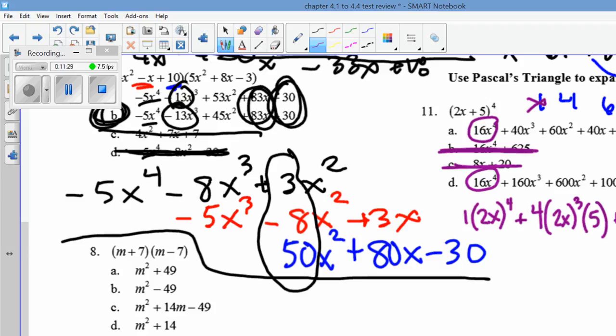Then you have a 6. The 2x is squared this time, and the 5 is squared this time. And then you have a 4. The 2x is just alone, and the 5 is cubed. And then I ran out of space, but obviously we're going to get 625 because it would be 5 to the 4th. Okay, now we're going to do the math.